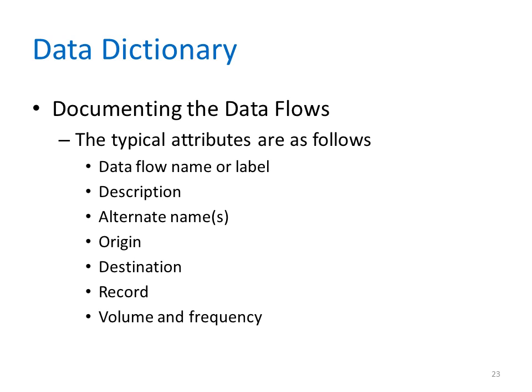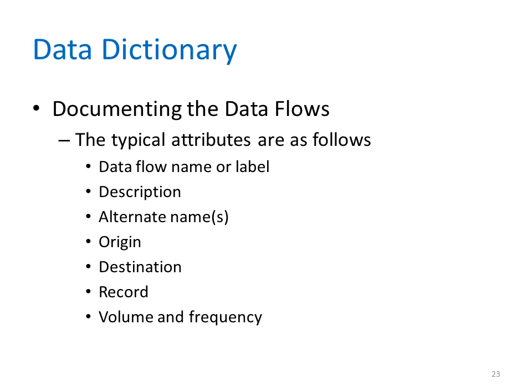Although the terms can vary, typical attributes are as follows. Data flow name or label. That's the data flow name as it appears on the DFDs. The description simply describes the data flow and its purpose. Alternate names are any aliases for the data flow. The origin. Where did the data flow begin? What's its source?